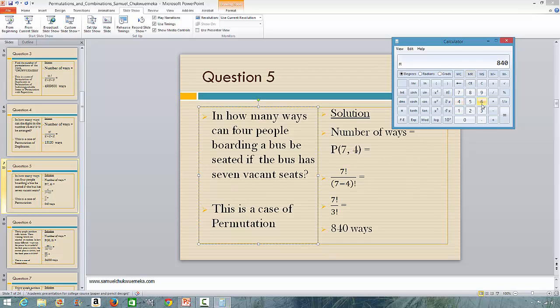Maybe when you don't do any arithmetic function, you don't need to put equal to. Like if you just do 3 factorial equal to 6, you can go ahead and just save it in memory. Then you now do 7 factorial divided by memory recall, 840 ways. 7 P 4.